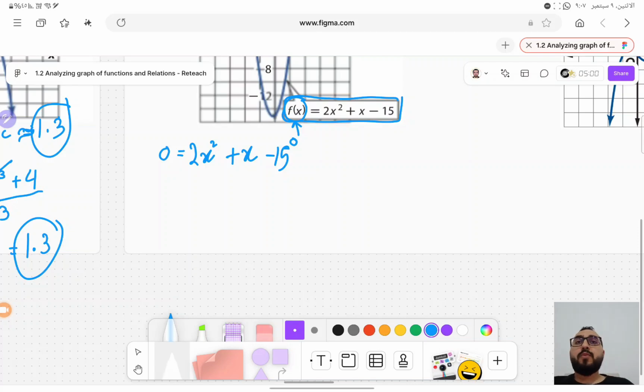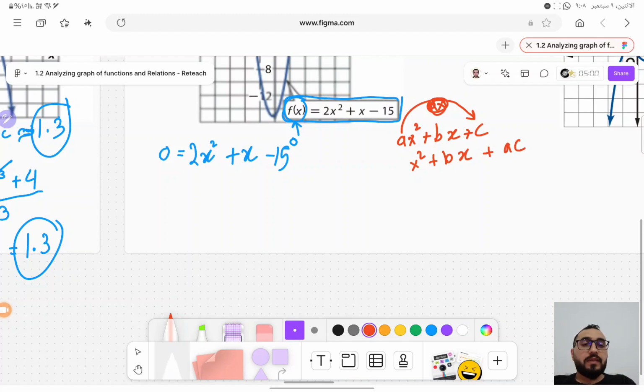Now I will give you an easy way to solve any quadratic function. First, we know that the quadratic function is ax squared plus bx plus c. To do it, first you have to multiply a with c. So a times c. After you multiply a times c, you remove a. So it will be x squared plus bx plus a times c. So this is the first step.